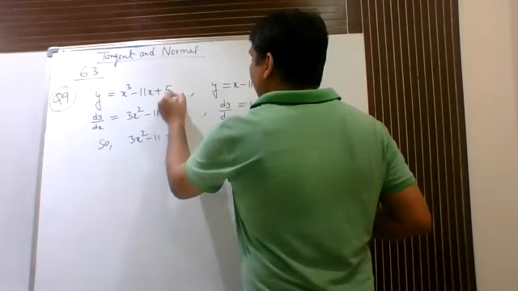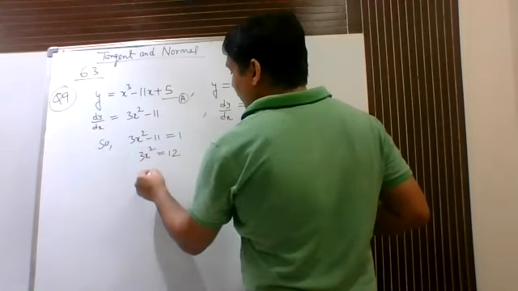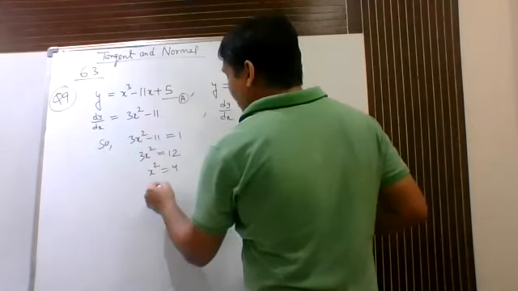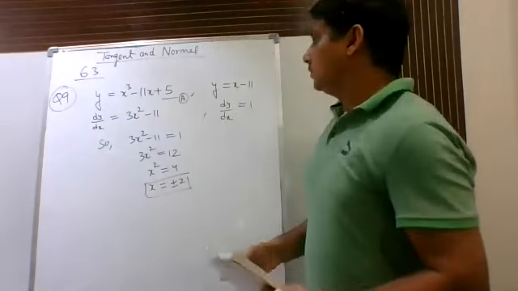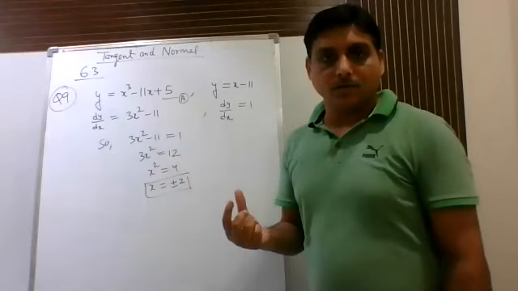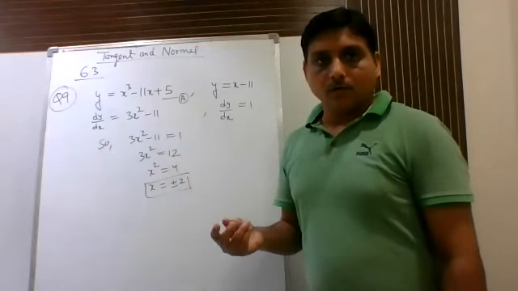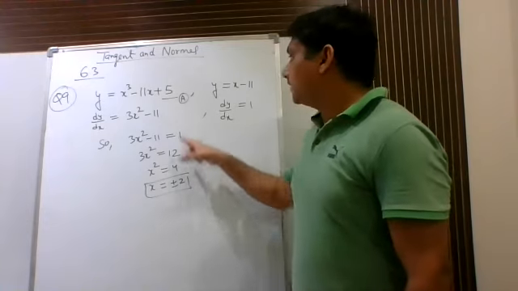When you equate this and do the calculations, you can see that x^2 will be equal to 4. So that means x will be equal to plus minus 2. Now we want to find the corresponding value of y.